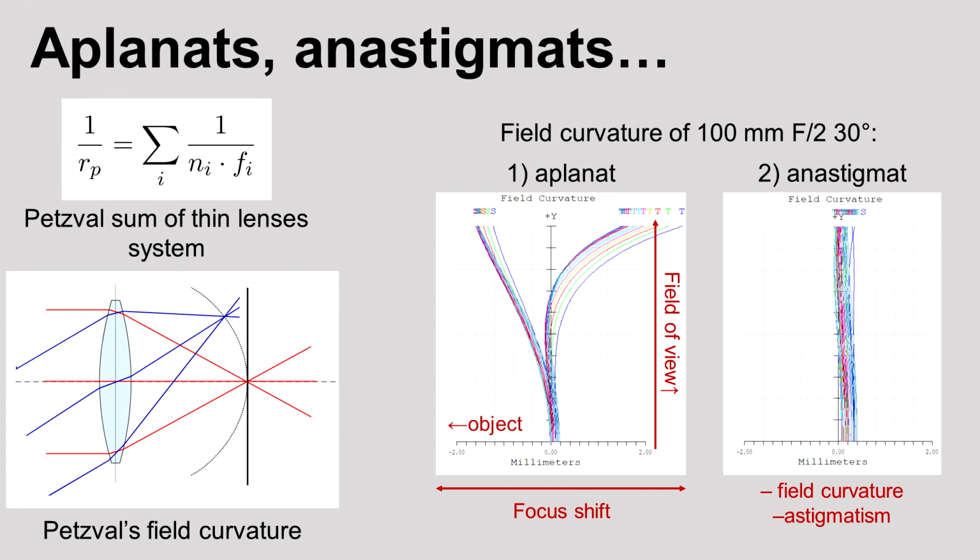The field shapes for an aplanat and an anastigmat with the same parameters are shown on the diagrams on the right, at the same scale. Every colored line in the bunch corresponds to a certain wavelength in the range of 400 to 700 nanometers. One can see the aplanat has a field as flat as an anastigmat in 1/4 of the angle.